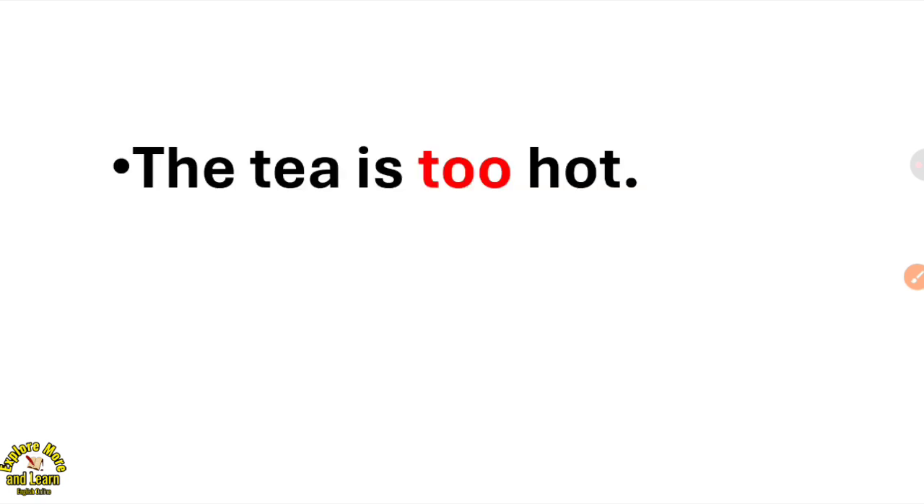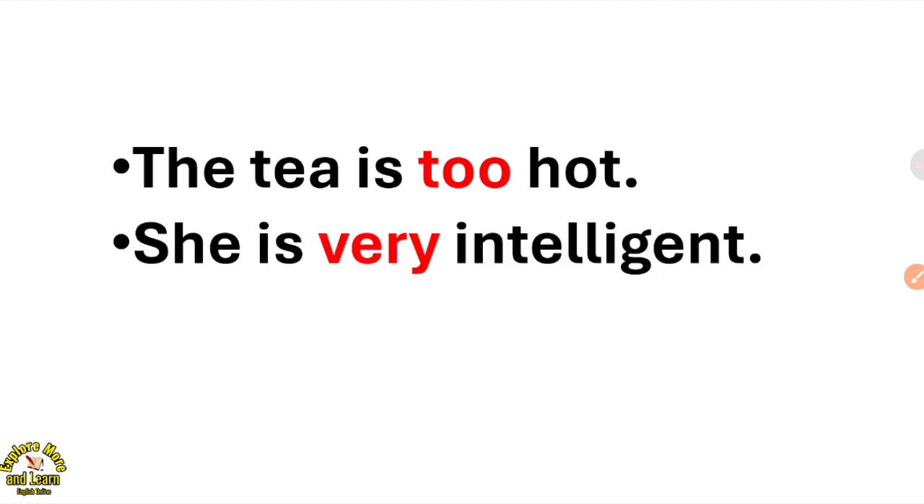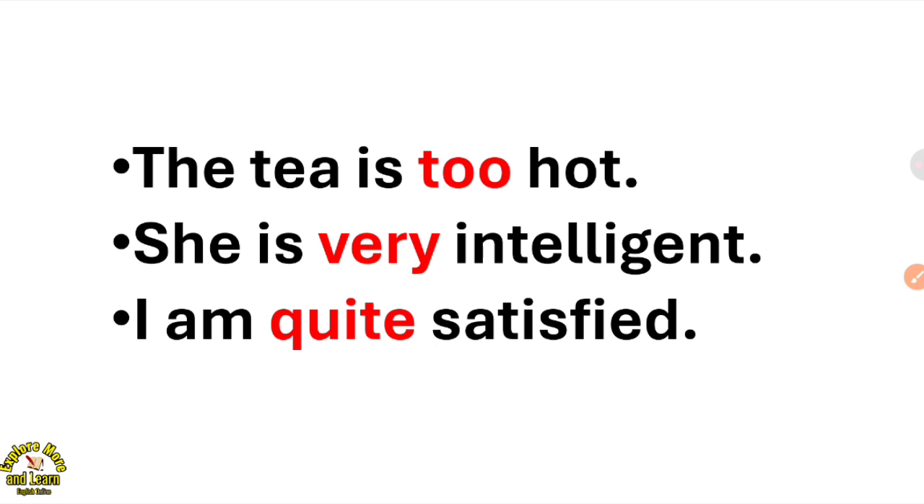For example, the tea is too hot. Too is an adverb of degree. Okay. She is very intelligent. So very is adverb of degree. I am quite satisfied. Adverb of degree. Okay. So these are the words in red. These are the adverbs. Okay.